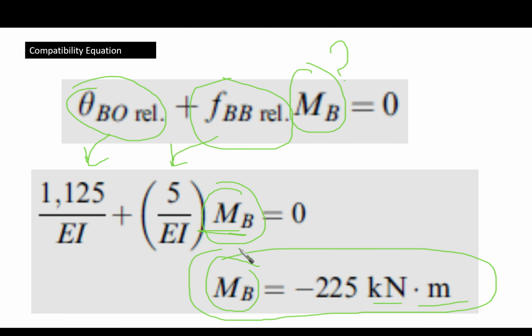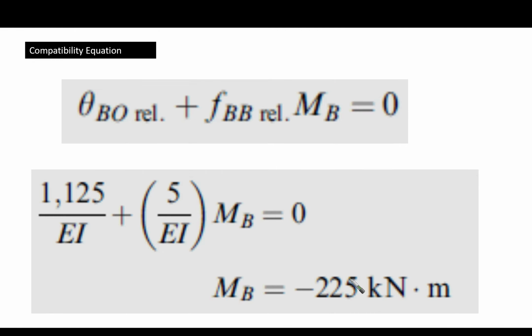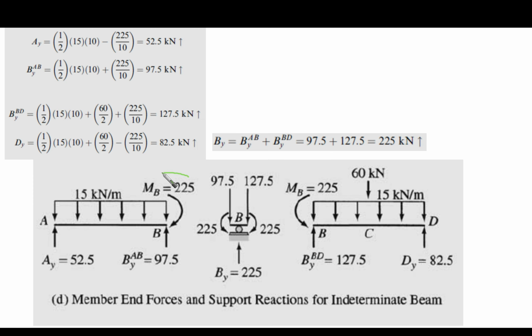This is what we are searching for from the beginning. Okay. Now we can easily go through the remaining part. As usual, we are going to put the minus 225. We're going to put it here in the beam.